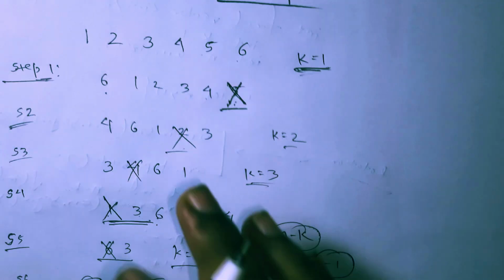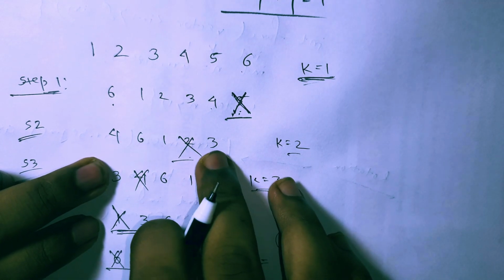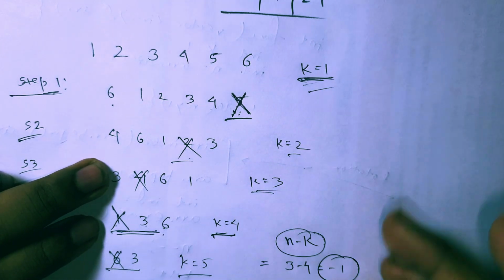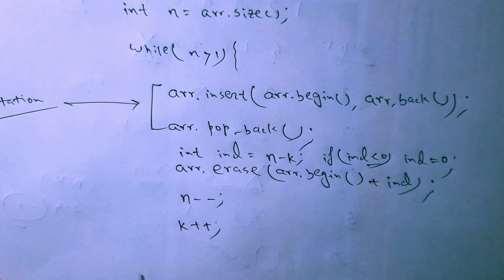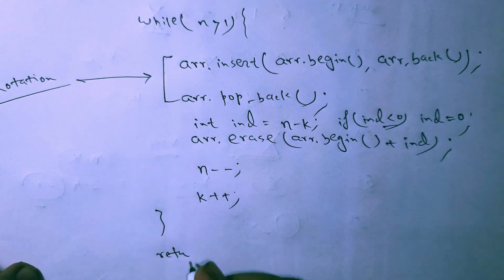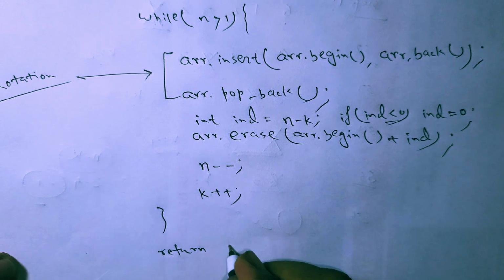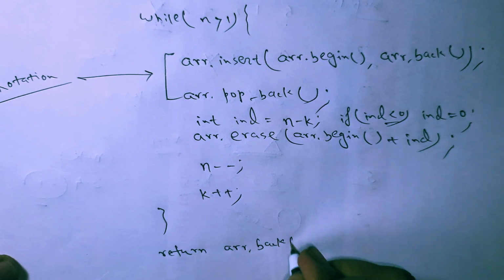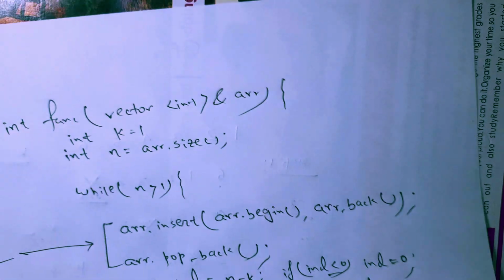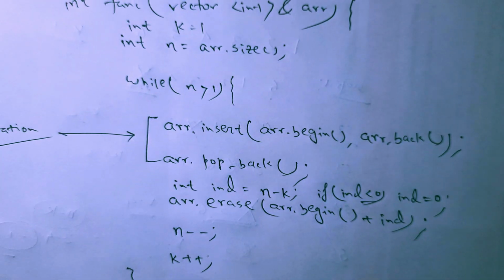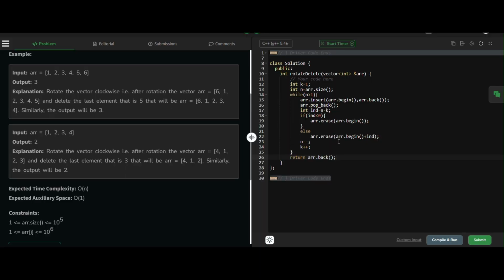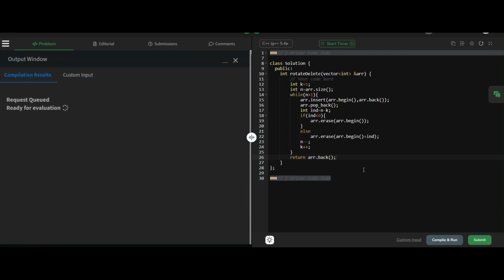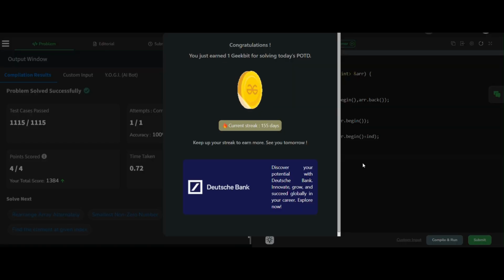Because in every step the size of the array is decreasing and k is increasing, as k is the number of steps. Then I will return array.back(). So here is the main solution. I will submit it. I have already explained the code. And yes, all the test cases passed.